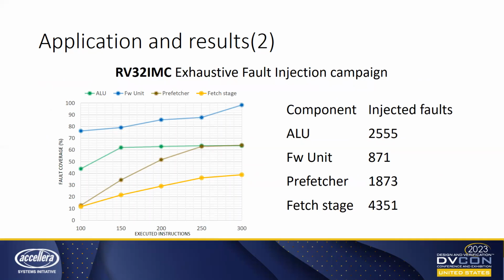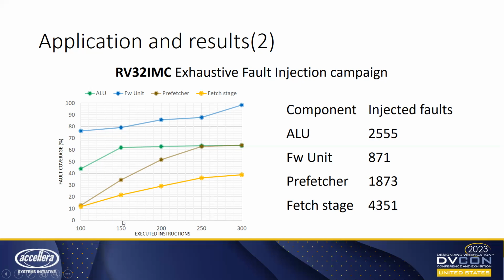In this slide, I'm showing the results when we apply the faults on the RV32 IMC, so this is the RISC-V specification. We're supporting IMC instructions. And we're injecting these faults on the ALU, forwarding unit, prefetcher, and fetch stage. As you can see from the chart, at first we executed only 100 instructions, and we got a low fault coverage rate when it comes to the prefetcher and fetch stage.